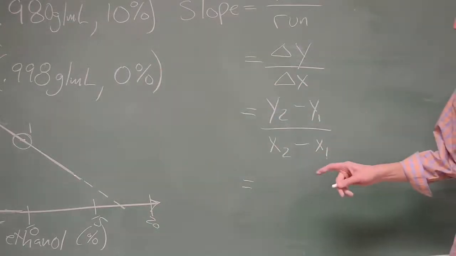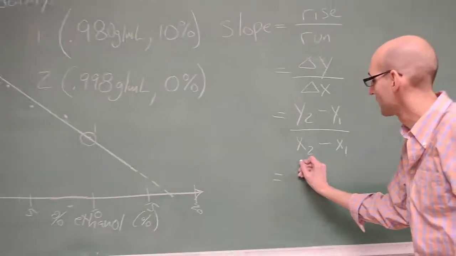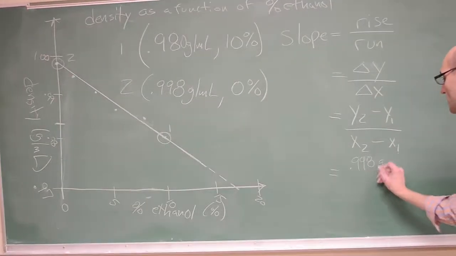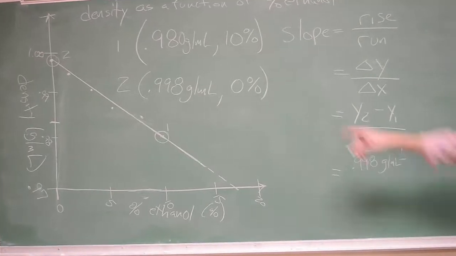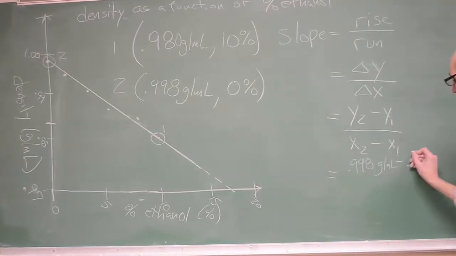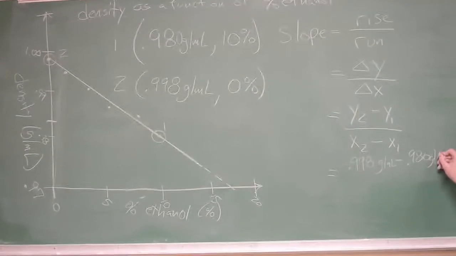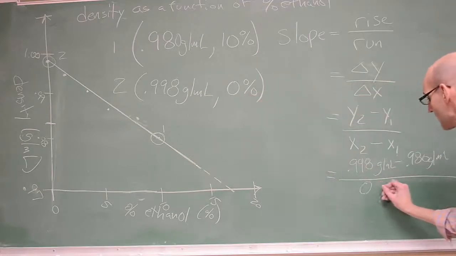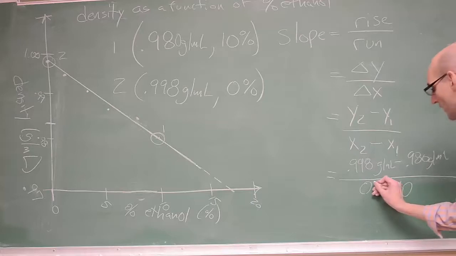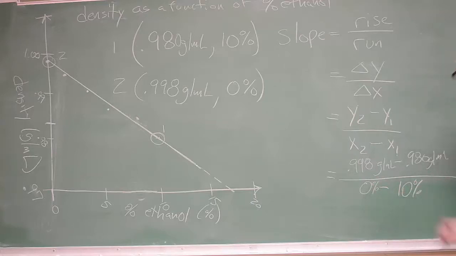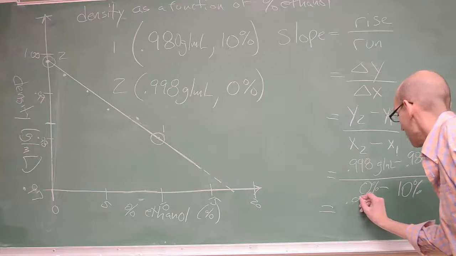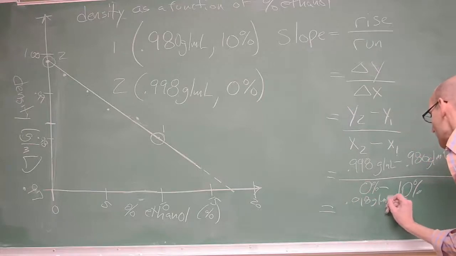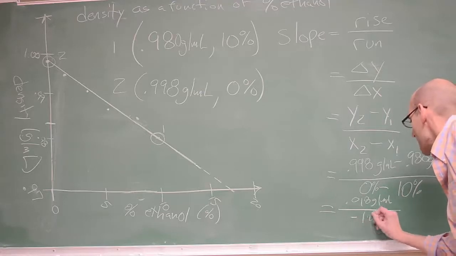So if we take our y values, y2, 0.998 grams per milliliter, minus y1, 0.980 grams per milliliter, and then put all of that over our x2, 0%, minus 10, and these are in percents, you can just run that calculation. What you end up with is 0.018 grams per milliliter, all over negative 10%.